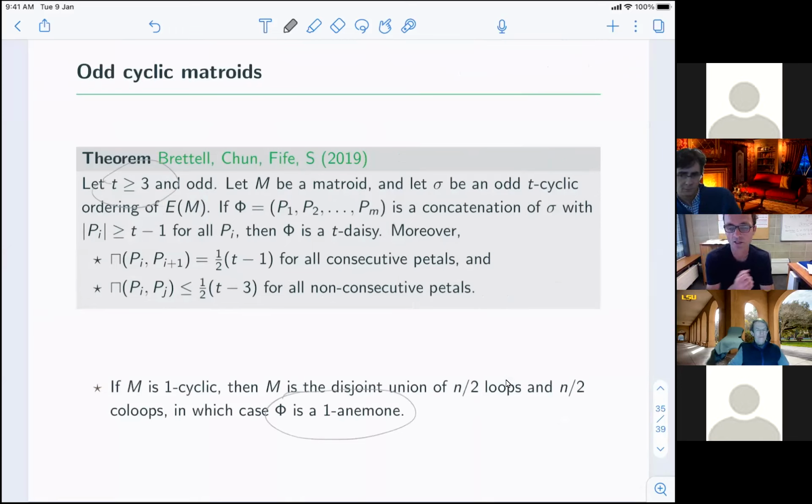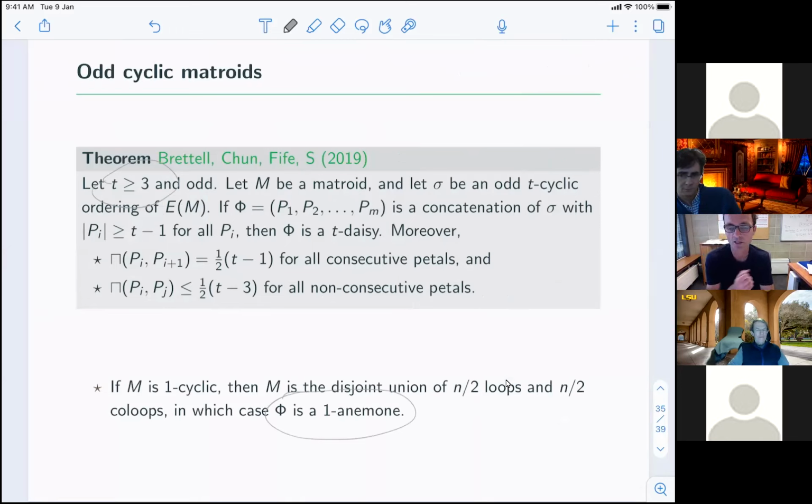Probably got the petals too small. Oh no, I can have T minus 2. Here are the petals. In some sense, the ordering doesn't matter there, so that's an anemone. The ordering does matter here, so that's a daisy. And so you can get both, right when T is even.